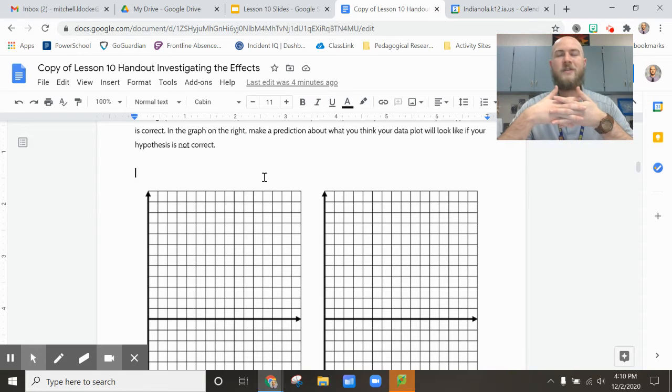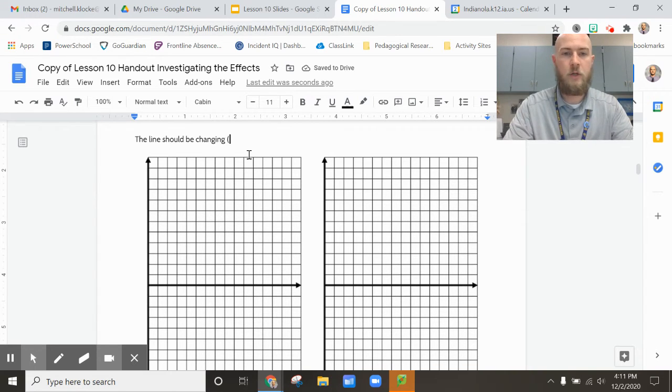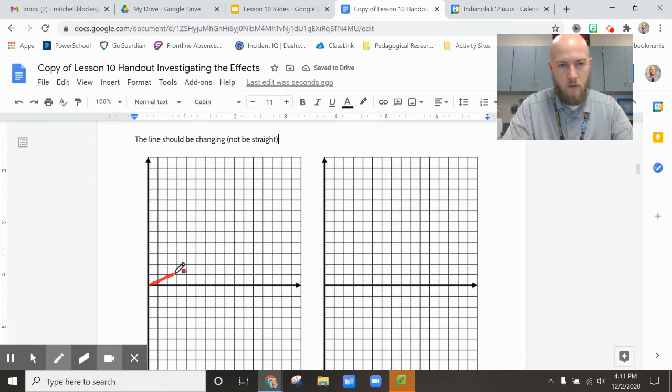If our hypothesis is supported, we should see that these numbers change. If we assume that our y-axis, the up and down portion, is force and the x-axis going across is the distance, that line should change in a certain way. We may not know what that change is yet, but it should be changing. So we need to type that the line should be changing, and it should not be straight. What I mean by that is, if I take my pen here and draw my line like this, notice how that line is changing.